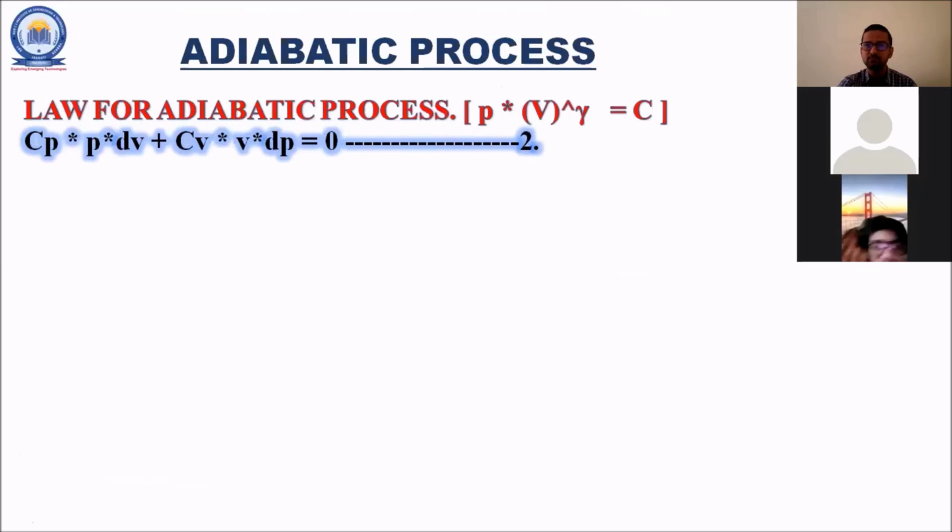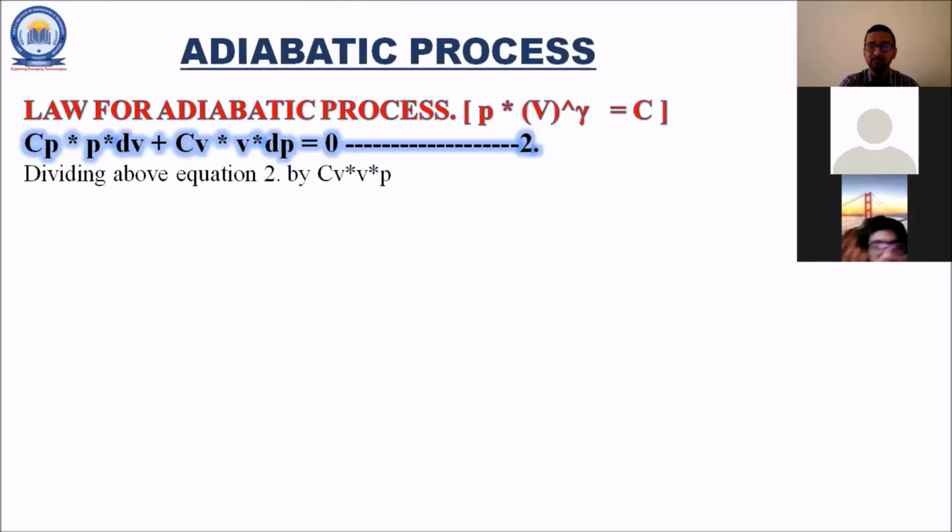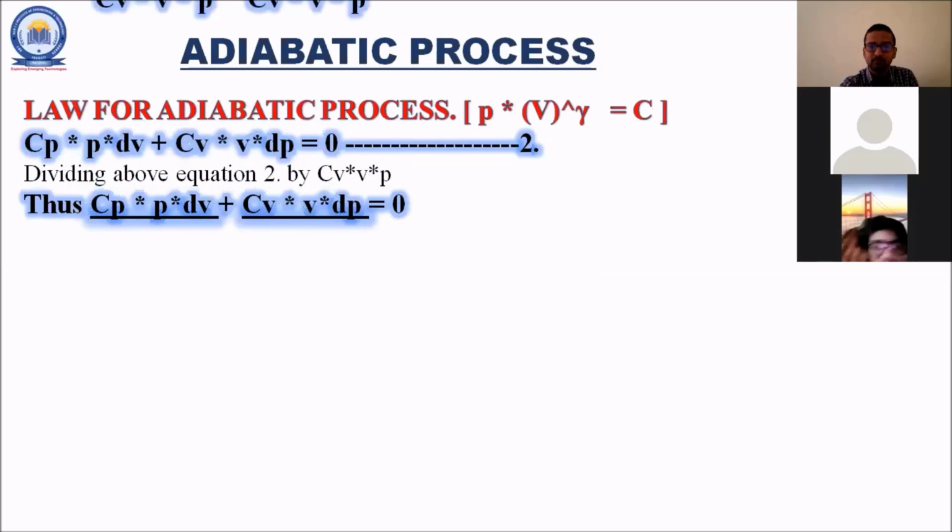Taking the same equation number 2, now we are going to divide equation number 2 by Cv V into P. Remember friends, we are taking the volume that is small v, that is specific volume. So dividing equation number 2 by this quantity, Cv v into P, on dividing, I will be getting the equation in this manner.